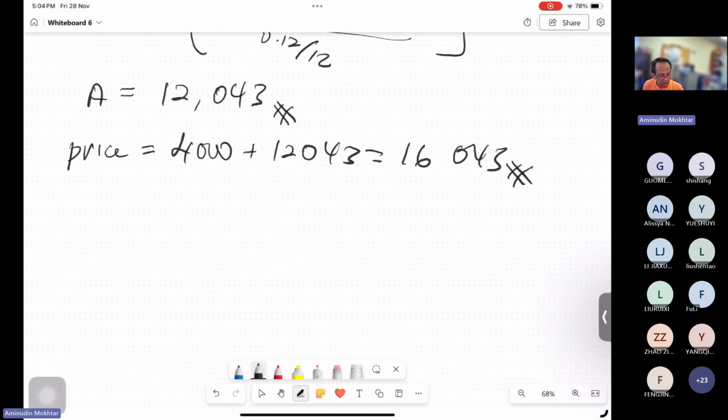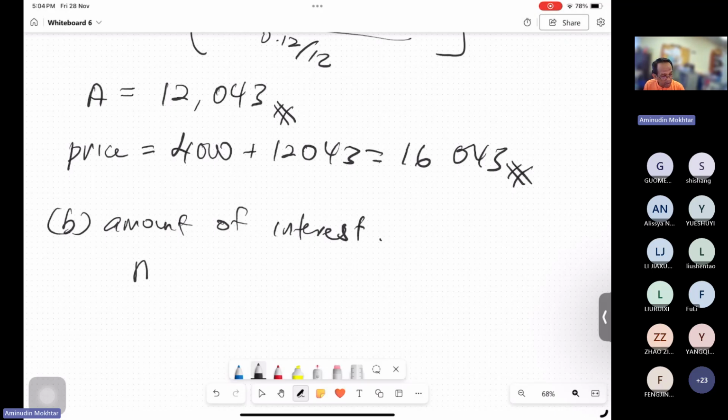Part B, estimate the amount of interest for the loan. The amount of interest equals n, the number of months of the loan term, how many months or years you need to pay back to the bank, times the monthly repayment R, minus A, the total loan. So n is 36 months times R. Every month you need to pay 400 ringgit for 36 months, minus A.